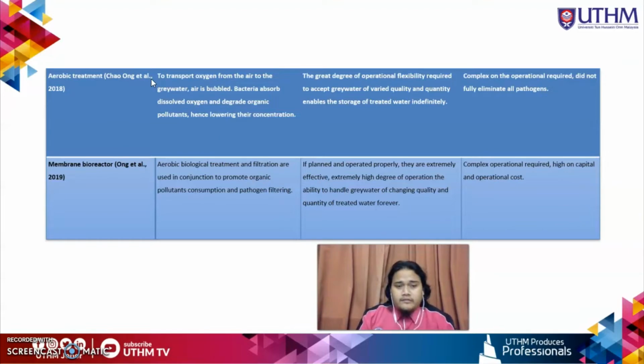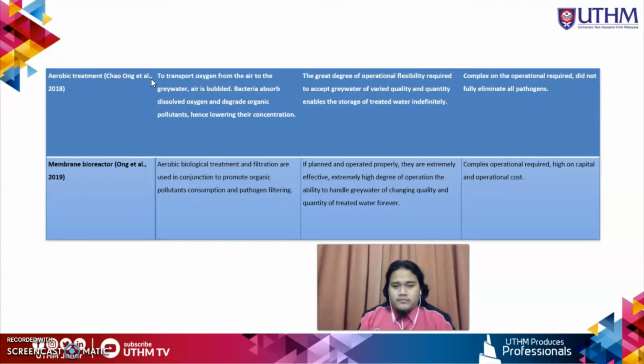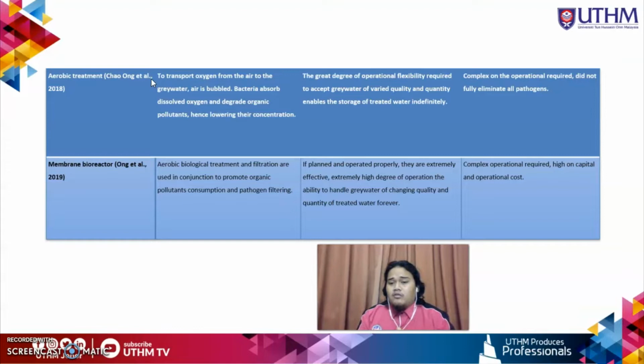This water treatment transports oxygen from air to the greywater. Air is bubbled, and bacteria absorb dissolved oxygen and degrade organic pollutants, hence lowering their concentration. This treatment has a great degree of operational flexibility, required to accept greywater of varied quality and quantity, and enables the storage of treated water indefinitely, but it is complex to operate. This aerobic treatment does not fully eliminate all pathogens.